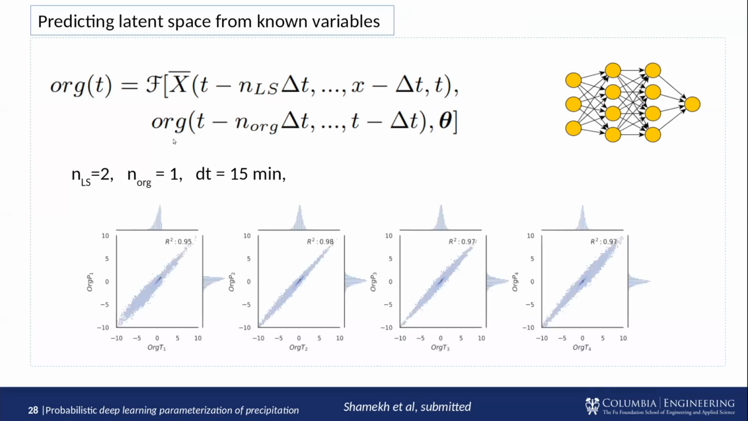So now I'm including the previous time step of org and 2 previous time steps of larger scale. And that significantly increased the prediction of my org variables. So all of my R square now are larger than 0.95. So that means that my org is actually capturing some information about subgrid scale structure that cannot be captured from larger scale, but they persist over time. So there is a temporal correlation between the org variables that I have.